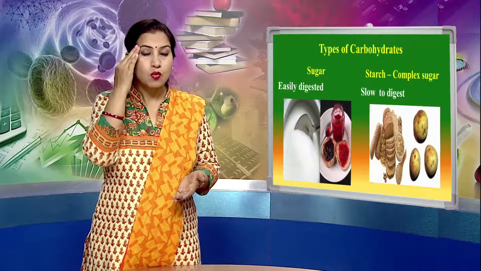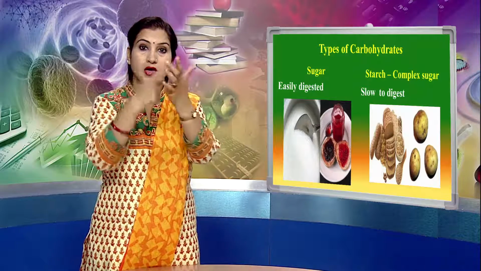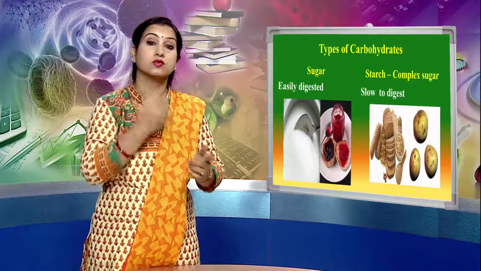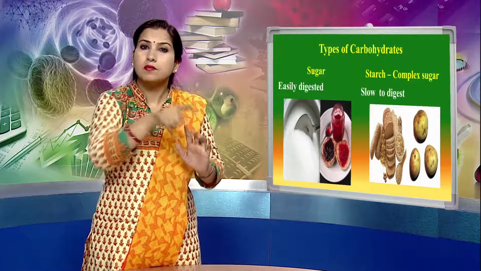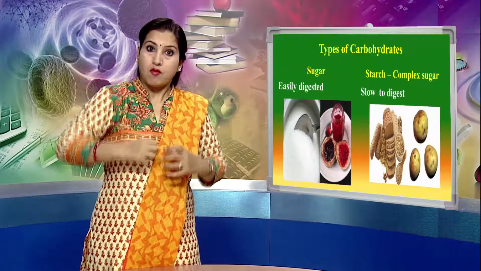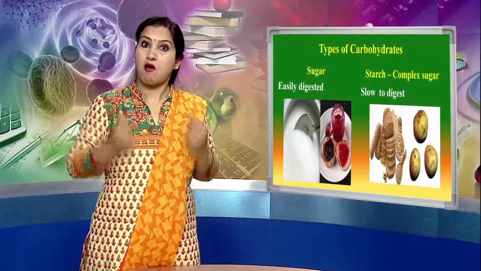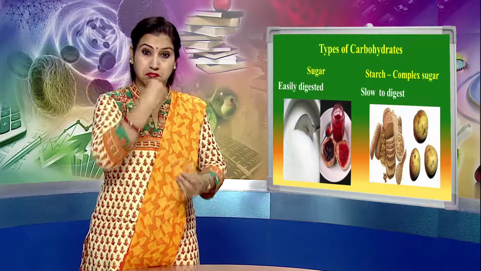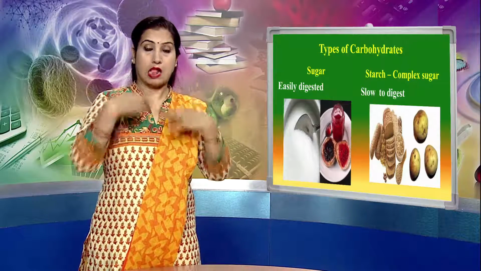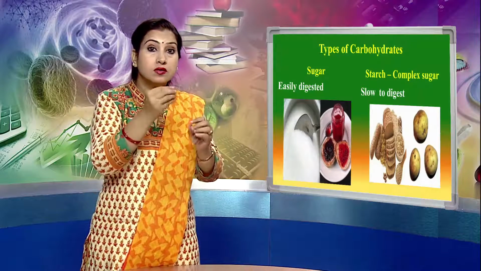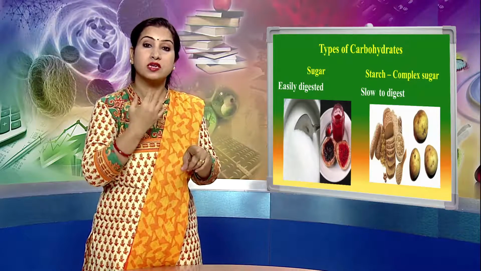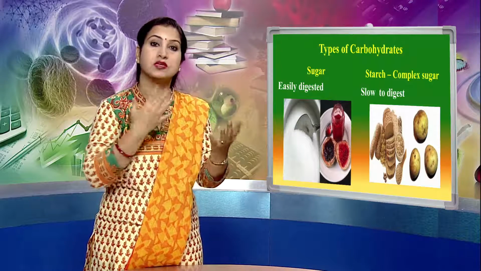Now we will know little about types of carbohydrates. The first one is sugar. Sugar can be easily digested. It is a quick source of energy, but excess of sugar is bad for health. The sources of sugar are sugar and food containing sugar like sweets, jam.